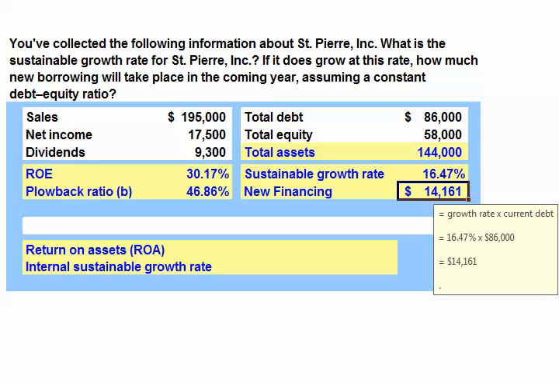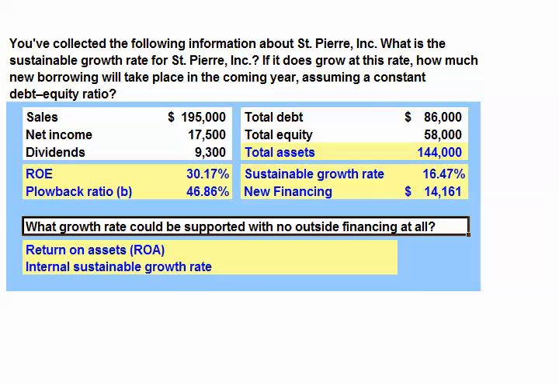16.47% sustainable growth rate multiplied by our current debt of $86,000. We will need new debt financing in the amount of $14,161. What growth rate could be supported with no outside financing at all?